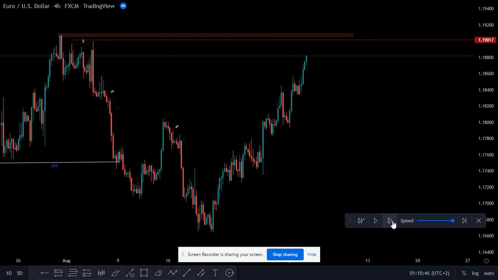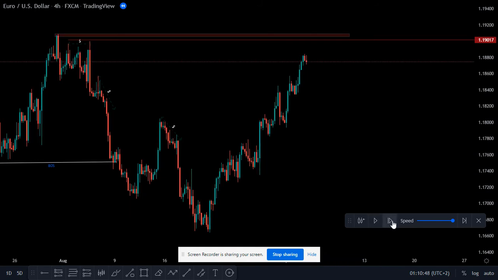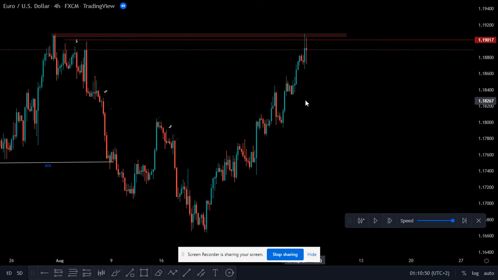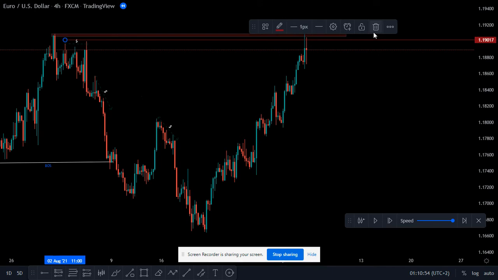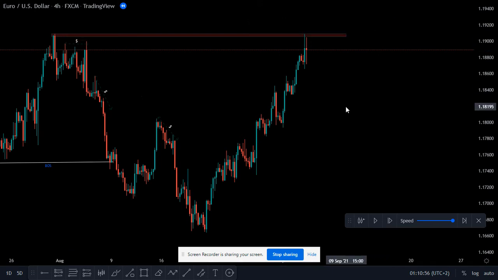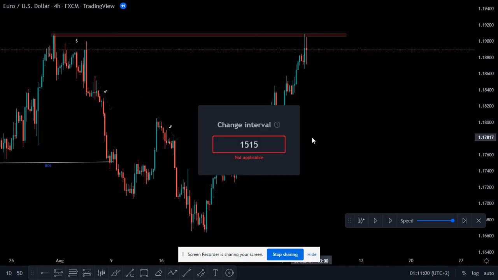So we let price play out. So as you can see, the price touched our 4 hour point of interest. So what we do is we move to our 15 minutes chart in order to find entries.